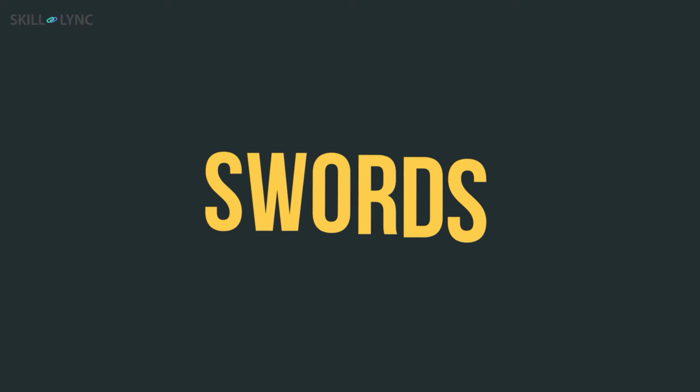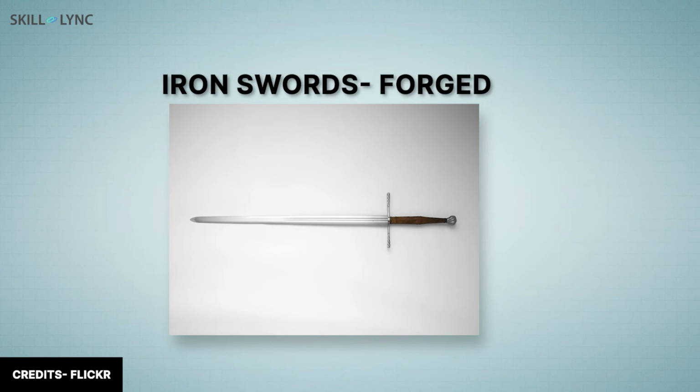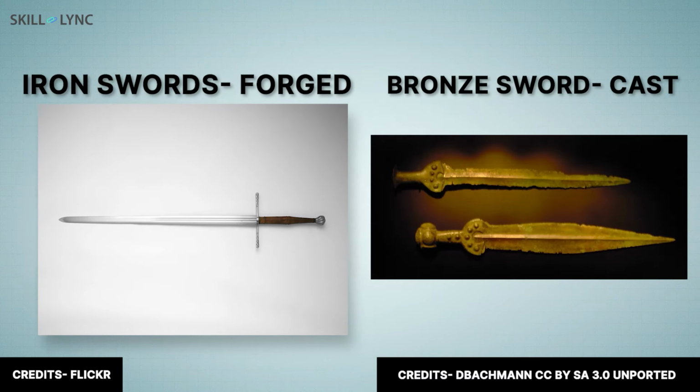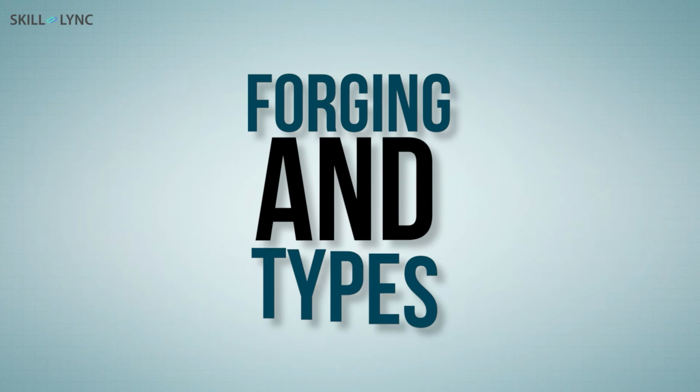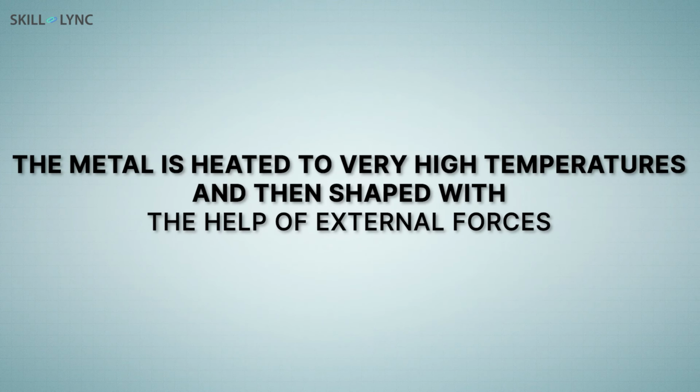A good example for this statement are swords. Iron or steel swords are hardest when they are forge-shaped, whereas bronze swords are strongest when they are cast. In this video, we'll talk in brief about forging and also the types of forging techniques used. Forging is among the oldest of the known metalworking processes.